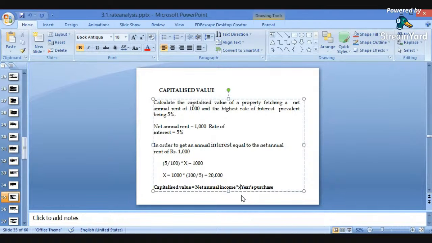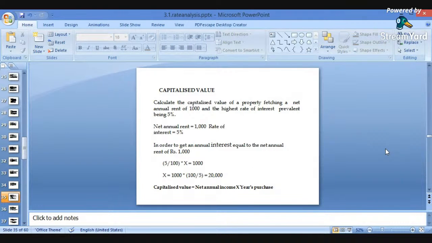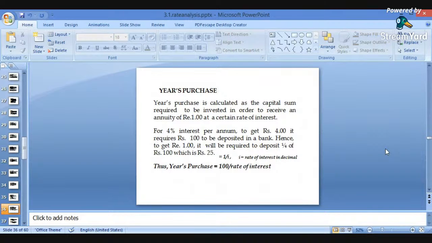That is multiplied by the years purchase. So net annual income multiplied by the years purchase. The next important thing is what is years purchase.